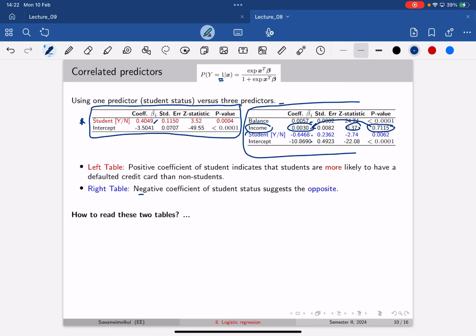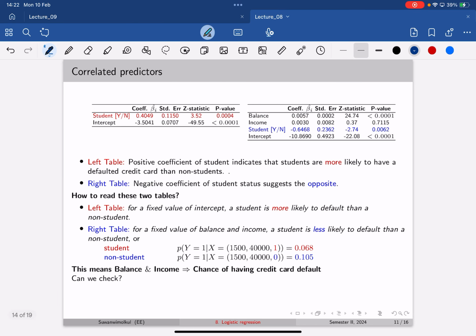So I think that's it. That's how to read the two tables. You can go back and revise the information again, but I think that's all.